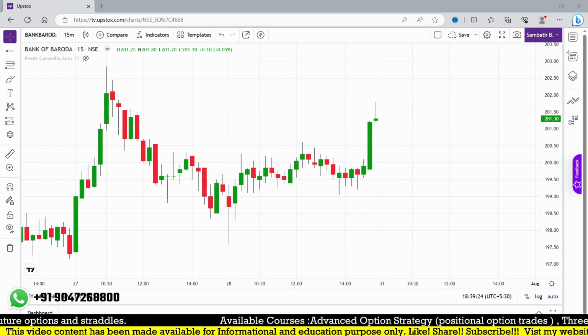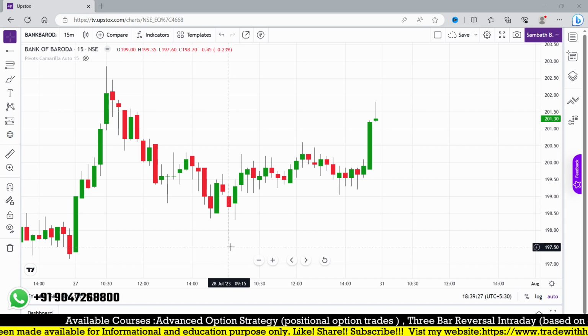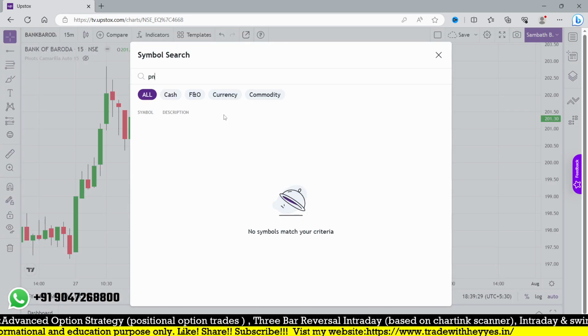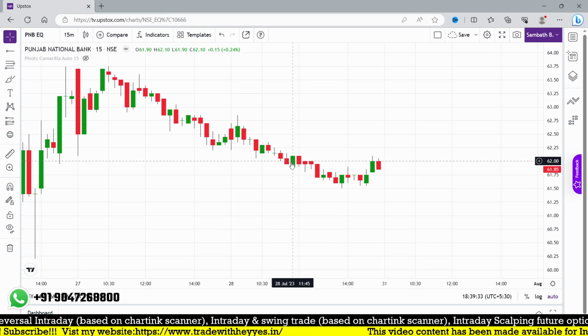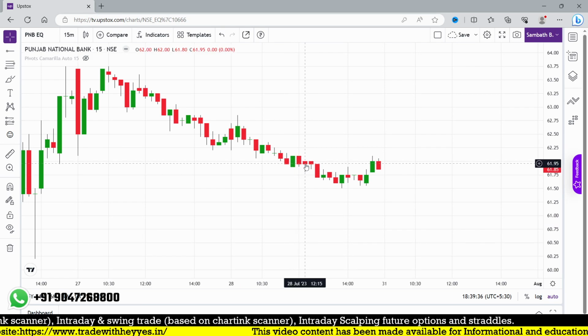Okay, so one more stock on the same time frame is Punjab National Bank. So let me look at this PNB and the trend reversal. At this point, 11:45, this stock may have its stop loss triggered.